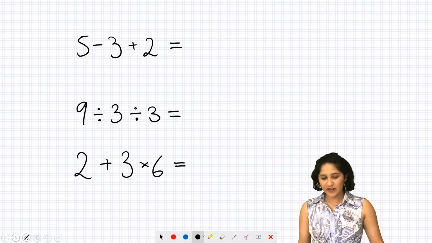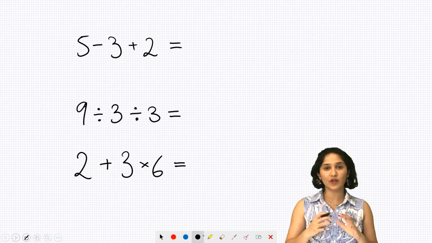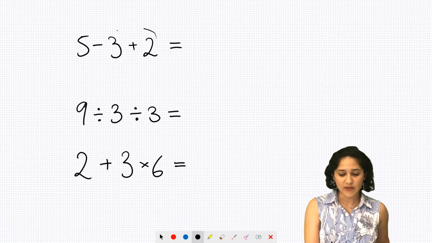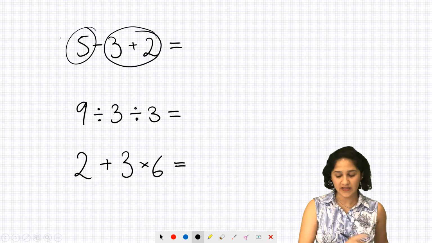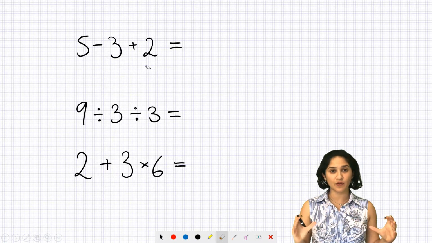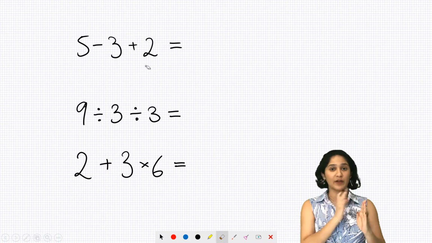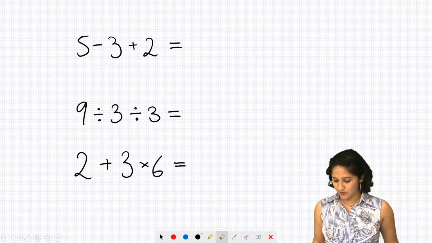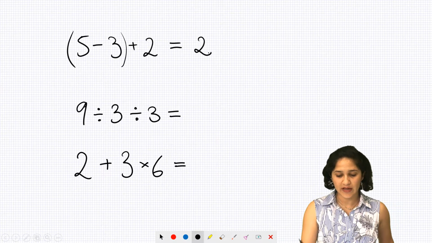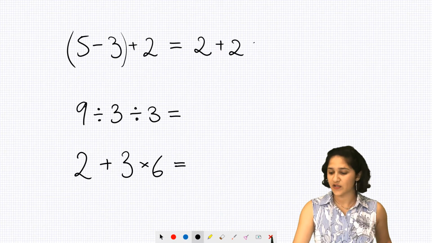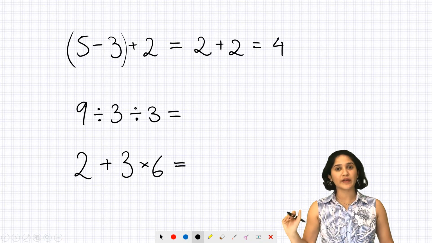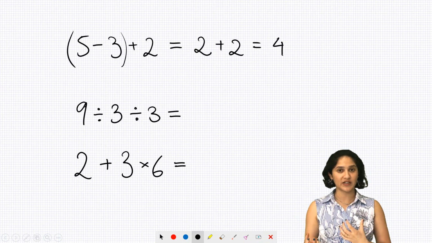If you've got something like this, you might look at your BIDMAS and say that addition comes before subtraction, so I have to do this first and then this. But it doesn't work that way. Because addition and subtraction are at the same level, we just read from left to right. So we do this part first. 5 minus 3 is 2, and then add 2 to that. So 2 plus 2 is 4. You have to go from left to right when it's only addition and subtraction.